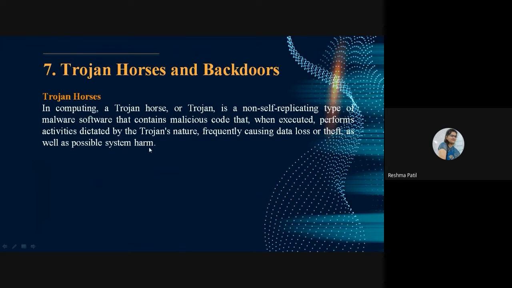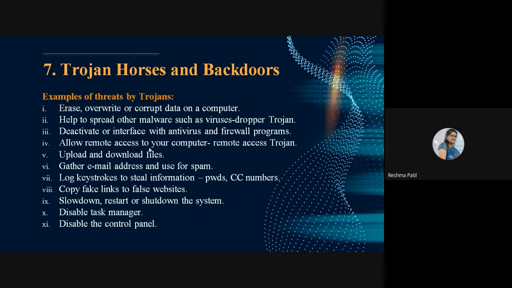These are some activities of Trojan horses. Frequently causing data loss or theft as well as system harm, which means the virus is harmful for the system. What are the threats by the Trojan? It will erase, overwrite or corrupt data on a computer. It helps to spread other malware such as viruses, a dropper Trojan. It is not replicating, but it will help other viruses to spread.